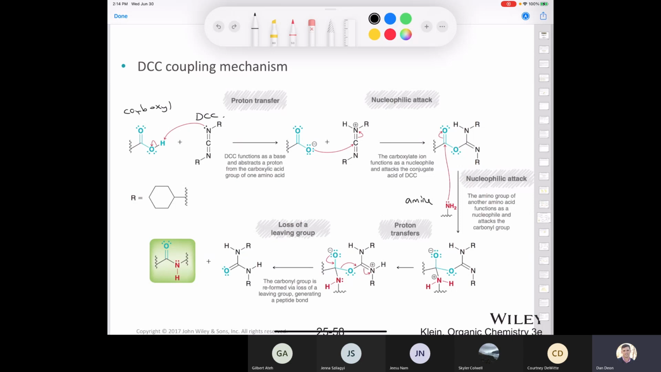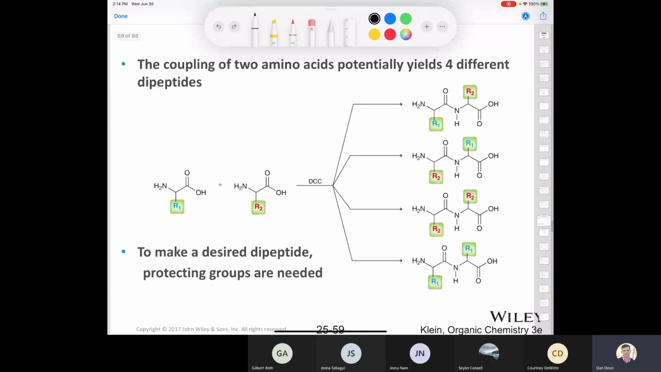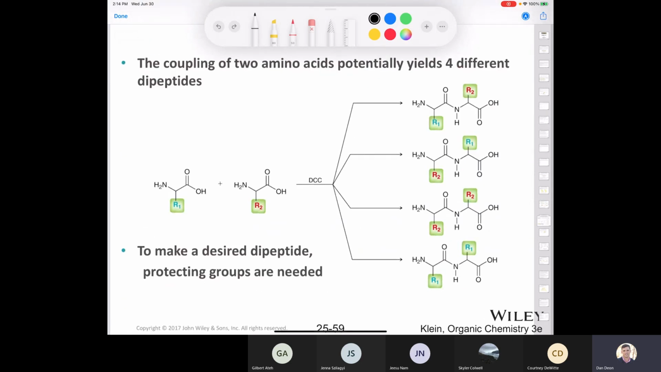Well, what would happen if I had some DCC and I just took any two amino acids with two different R groups? Here we have R1 and we have R2. If I combine those two amino acids with DCC, what am I going to get? Well, what I'm going to get is a mixture of 4 different dipeptides. Not very useful, is it? All right, I'm going to have R1 reacting with a molecule of R1. I'm going to have R2 reacting with a molecule of R2. And then I'm going to have each of the amino acids reacting with each other, with each one's carboxyl and each one's amine, to get these 2 different molecules over here. So again, not a very useful synthesis.